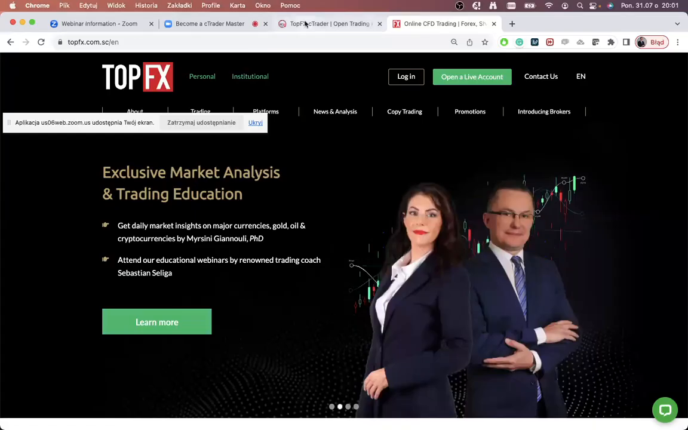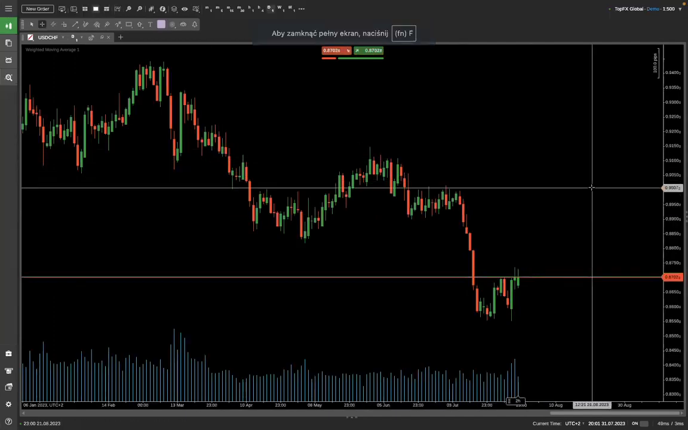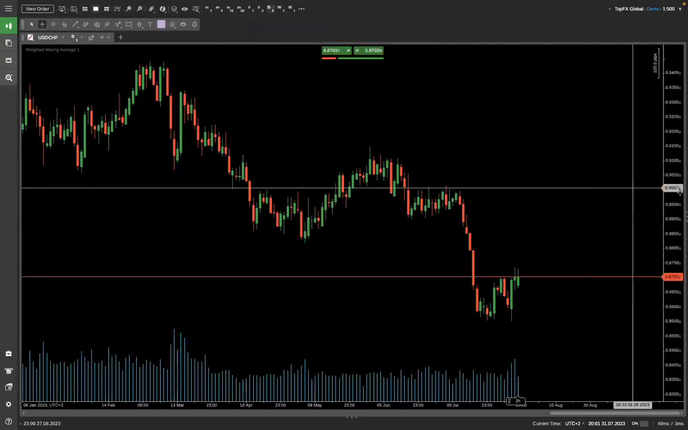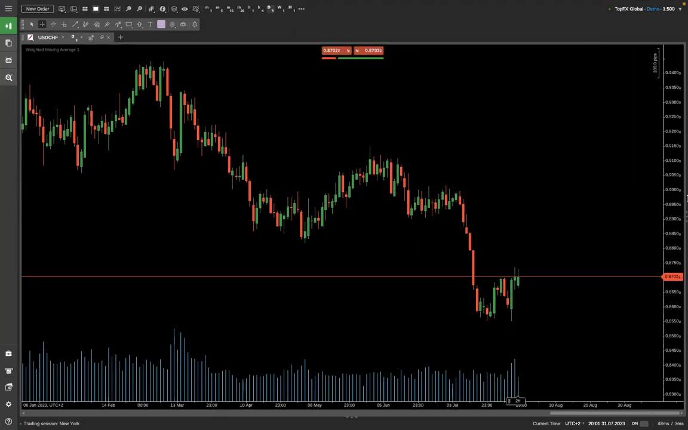Let me just dive in straight onto this cTrader platform. So you can see the situation that we are talking about. We got the chart of the US dollar to the Swiss franc, daily time frame chart, and this is the chart that we are going to operate on.